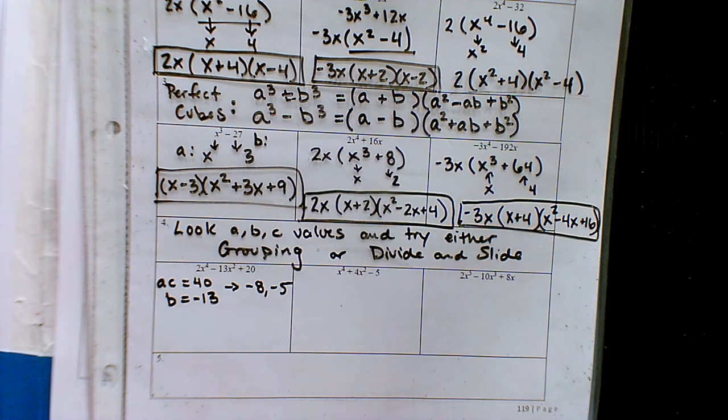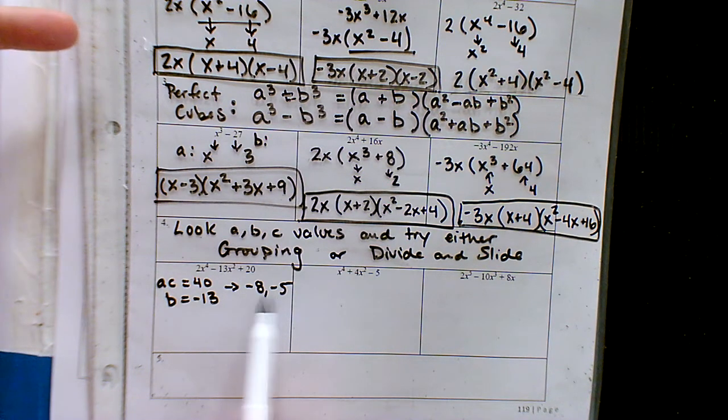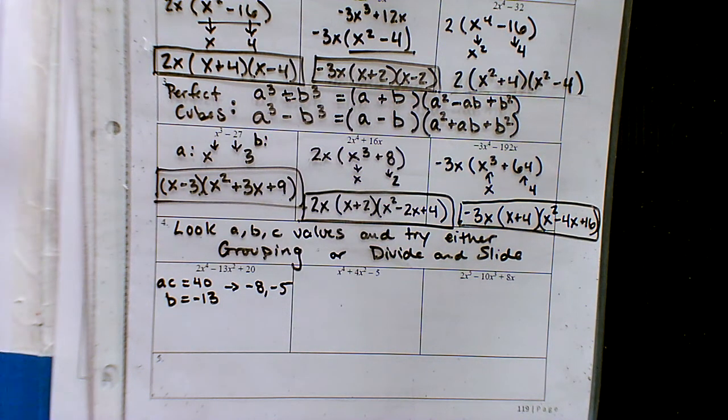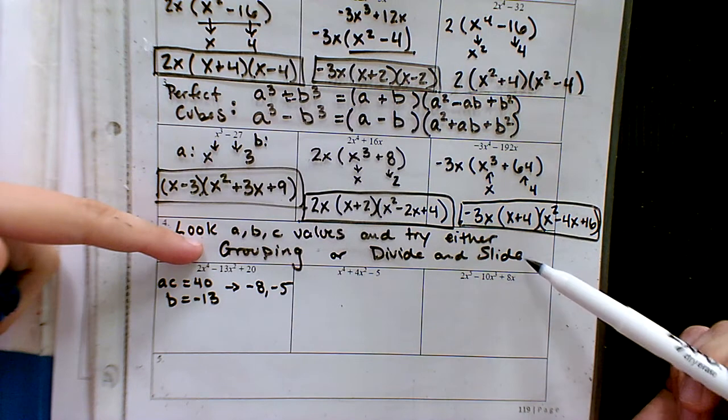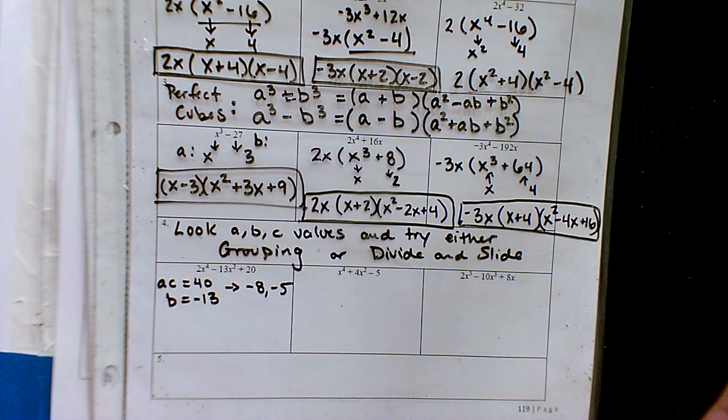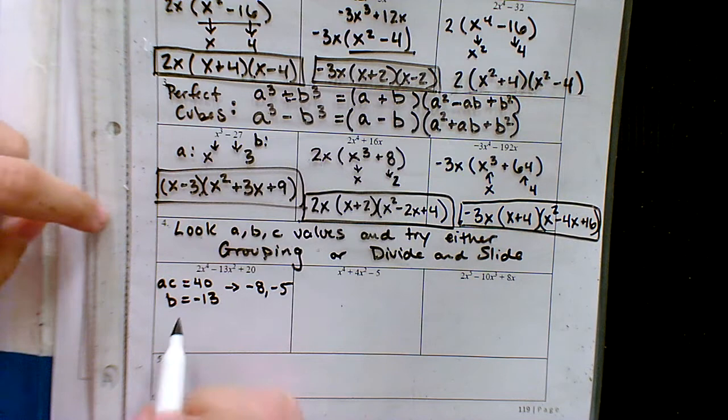This step or this method is what you're going to do every single time. It's after you find these numbers that you have to decide whether you want to do grouping or divide and slide. They both would work in the end, but it's just a personal preference. Do we prefer one over the other? Divide and slide? Okay, let's try that one.